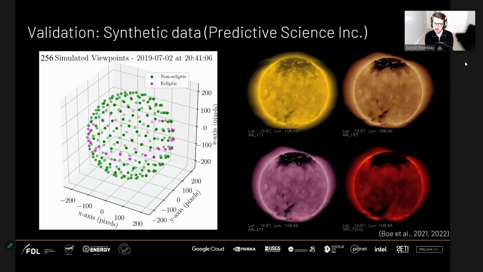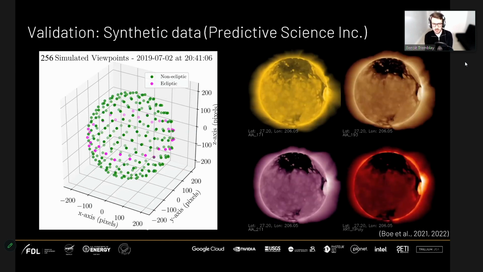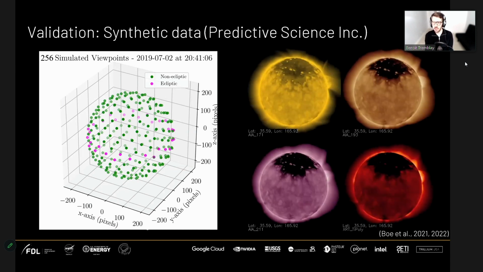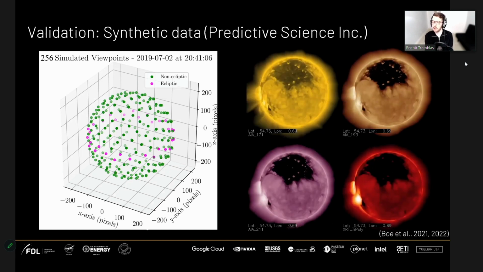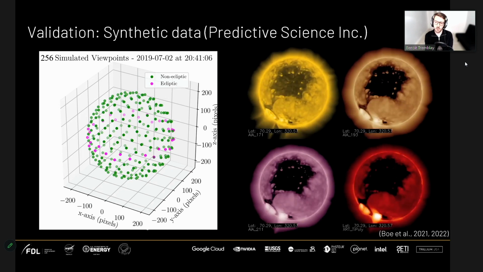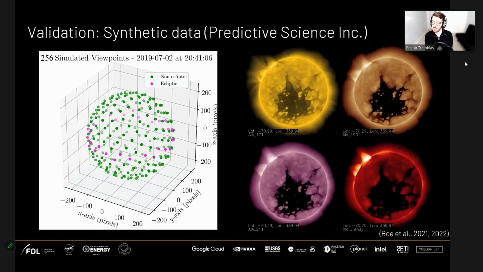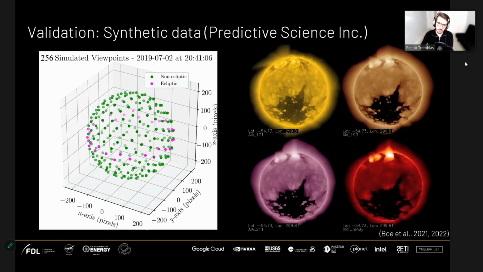Basically, what we did was, in order to match the physical reality of existing satellites, we trained a neural network using only viewpoints close to the sun's equator, which are represented in magenta on the left plot. And we use the remaining viewpoints as test data, which are represented in green on the left plot.